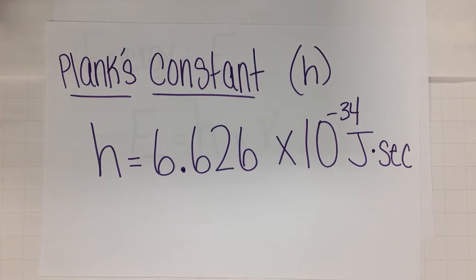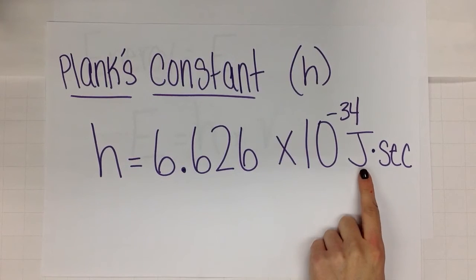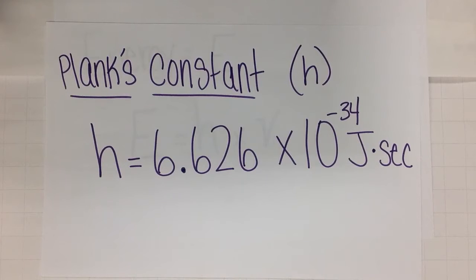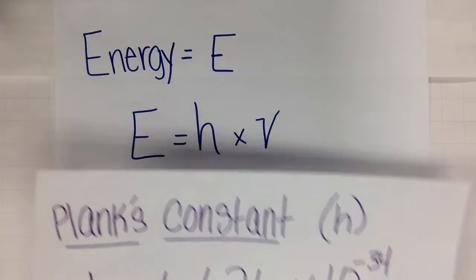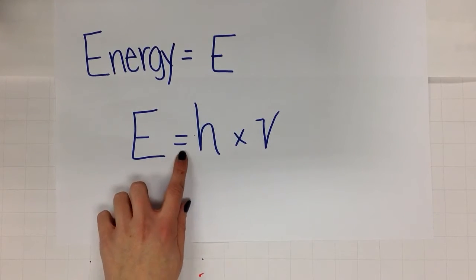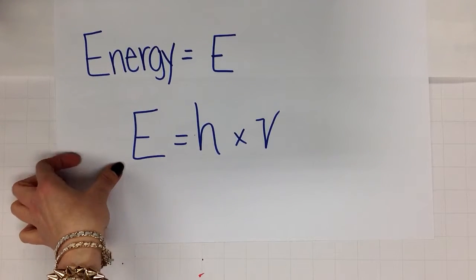6.626 times 10 to the negative 34th. Now take a look at this unit. This is a joule times a second. Joule times a second. That's a constant that will be given to you. So E is equal to Planck's constant times frequency.